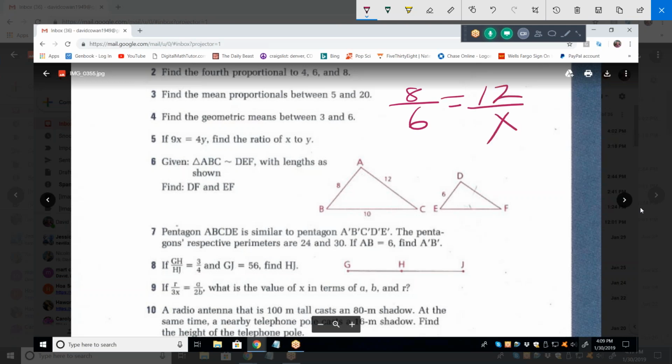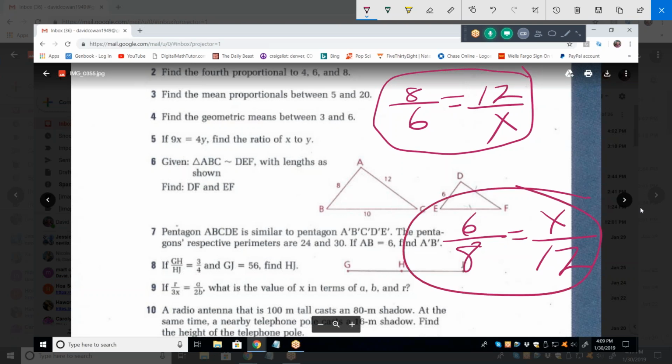Let me give you just a little tip here. When you're setting up these ratios, they're one step easier to solve if the variable is in the numerator. Oh, so go from small to big? Yeah, and I'll show you why exactly. To solve this, I only have to multiply by 12. To solve this, I got to cross multiply, and then I got to divide by 8. So this is one step, that's two steps.